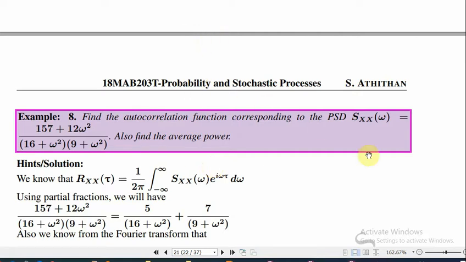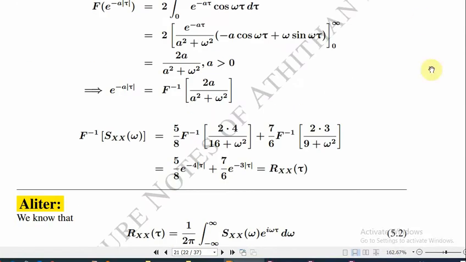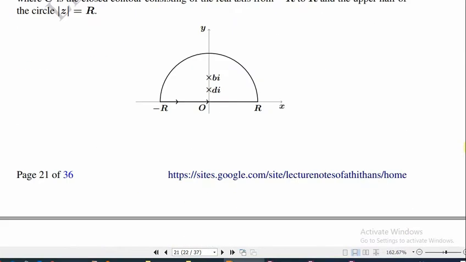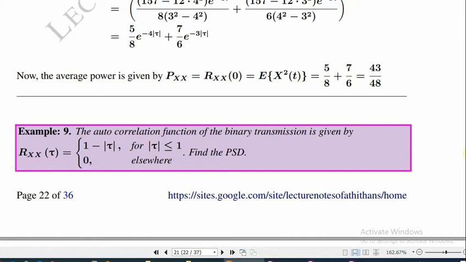This lecture is a continuation of my WSS process lecture, where we have seen some problems on WSS. Now I will tell you what power spectral density is and how we can do problems on that. Before going to this problem, we will do a problem on how to find power spectral density if an autocorrelation is given. First we need to know what power spectral density is.